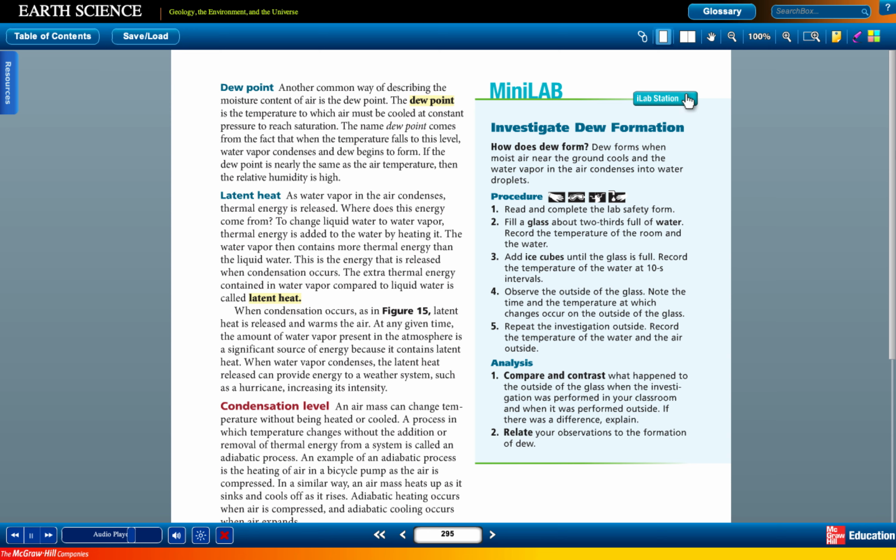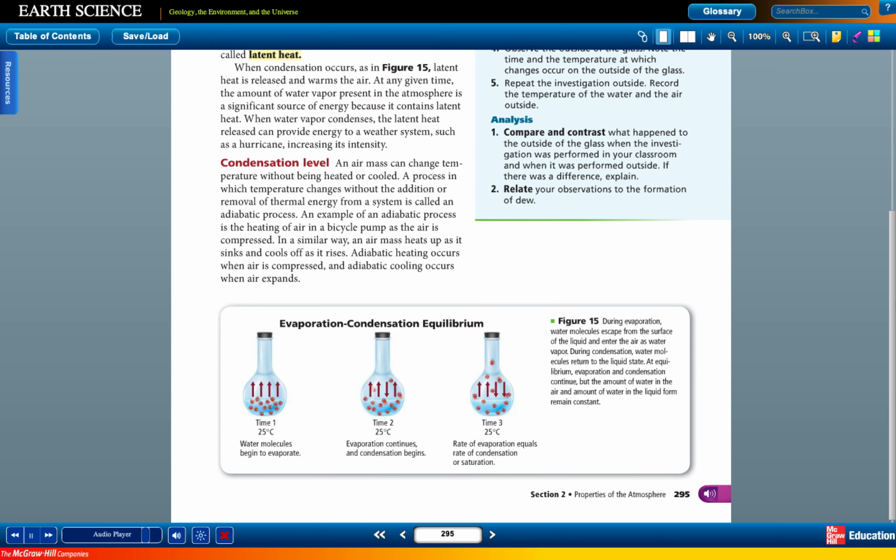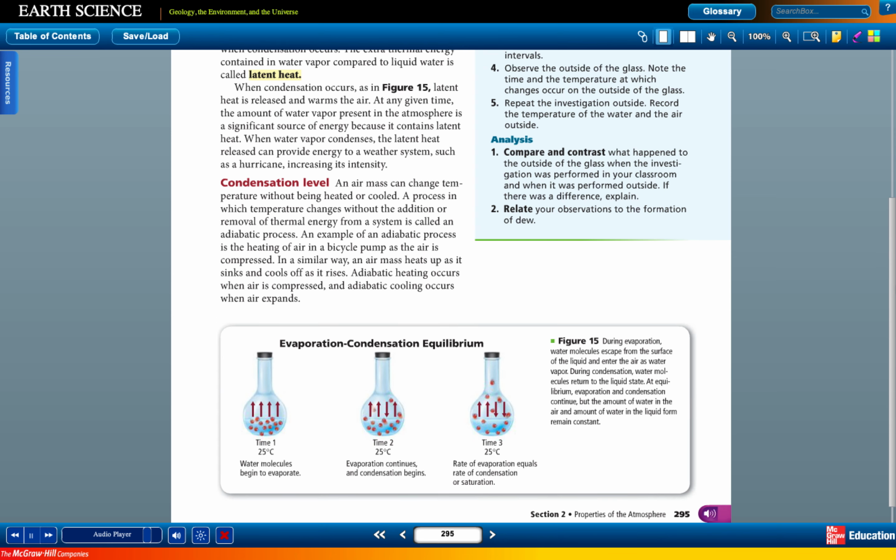Condensation level. An air mass can change temperature without being heated or cooled. A process in which temperature changes without the addition or removal of thermal energy from a system is called an adiabatic process. An example of an adiabatic process is the heating of air in a bicycle pump as the air is compressed. In a similar way, an air mass heats up as it sinks and cools off as it rises. Adiabatic heating occurs when air is compressed, and adiabatic cooling occurs when air expands.